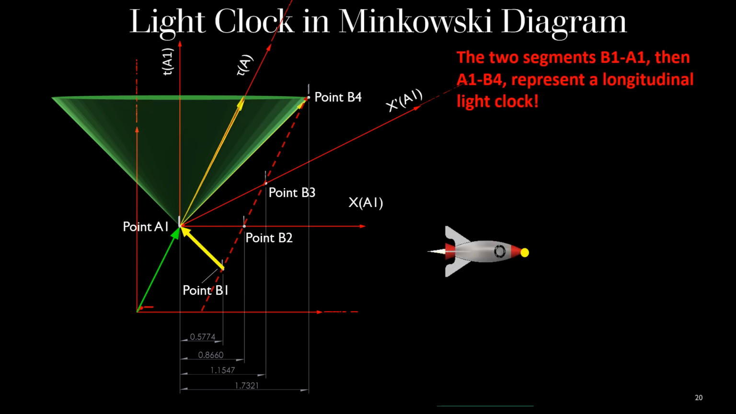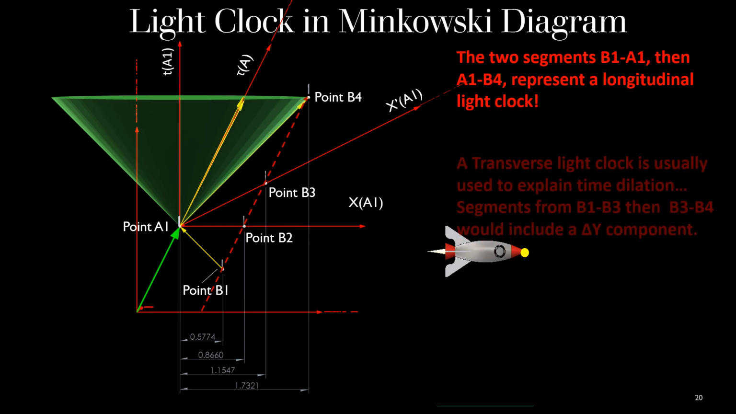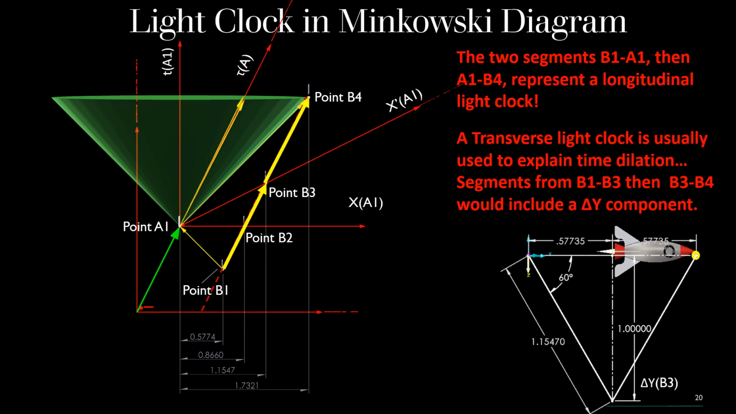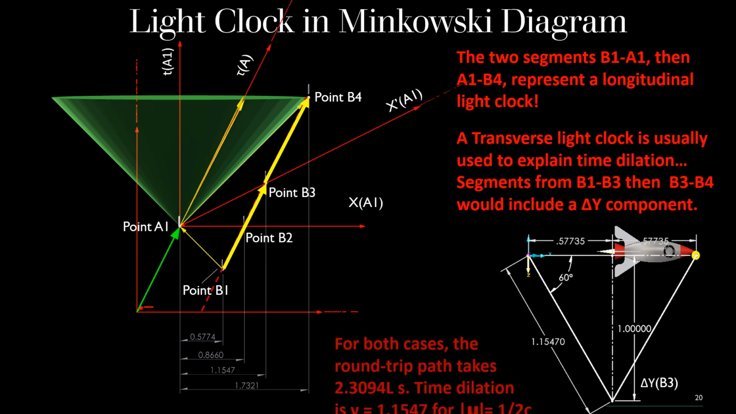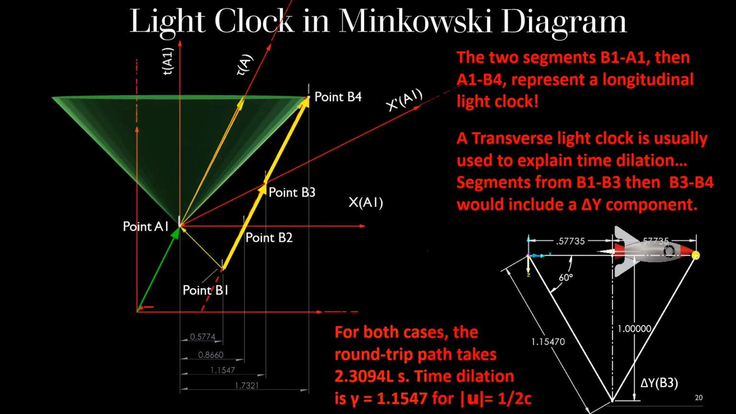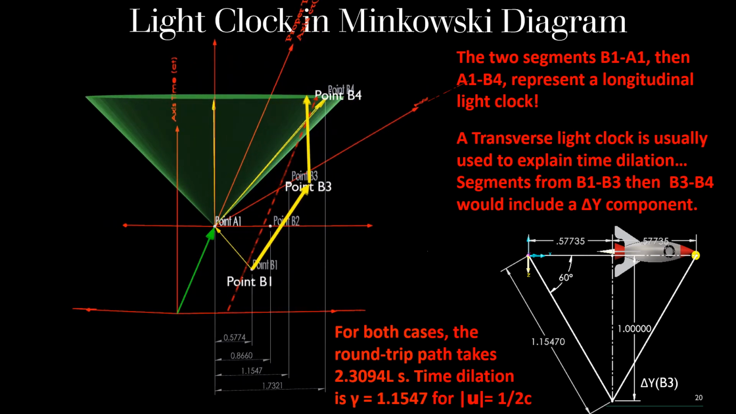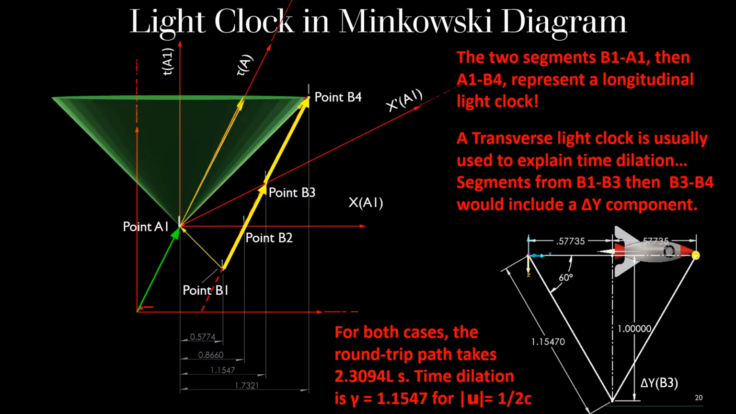Those two segments represent a longitudinal light clock. A transverse light clock is usually used to explain time dilation. Segments from B1 to B3, then B3 to B4, would require a delta y component along the y-axis to explain the longer path of light in the rocket relative to the sigma frame. For both longitudinal and transverse cases, the round-trip path takes 2.3 times L as compared to 2 times L in the rest frame of the rocket.